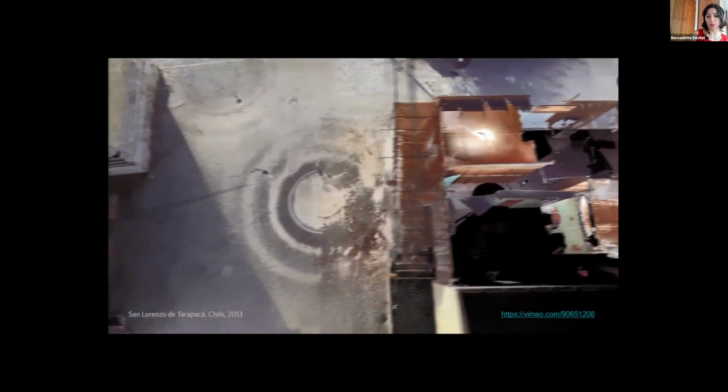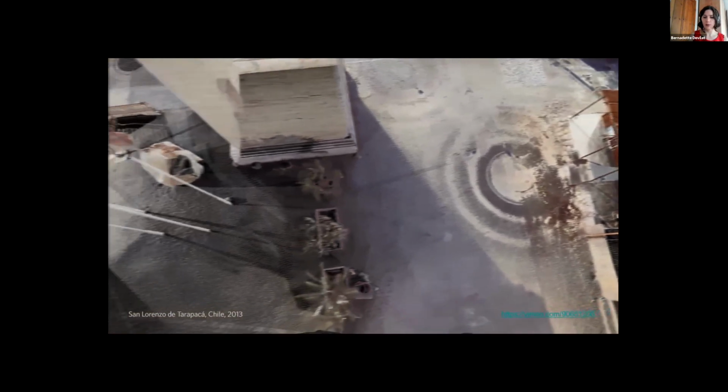So this part here is where the reconstruction proposal from the government was built. And then the rest of the house was rebuilt by the owner with the resources they had at that moment. So in a very precarious way. I will detail it even more.